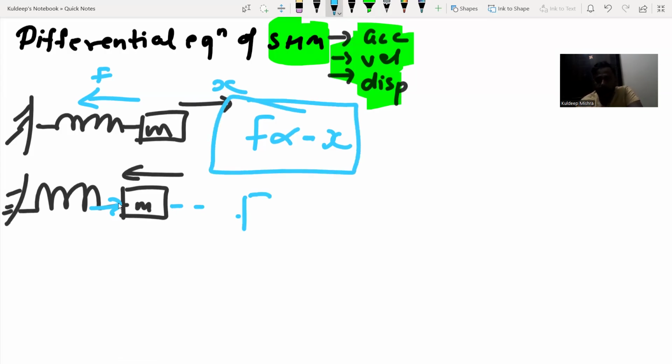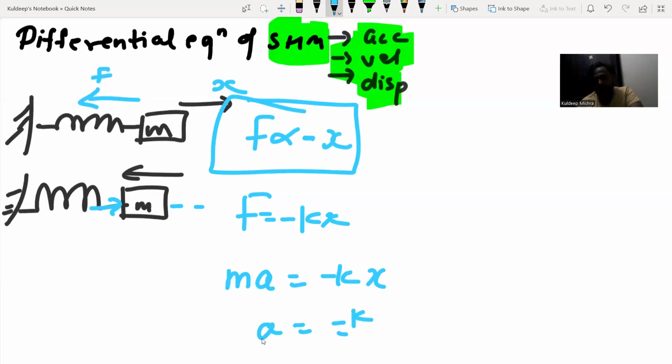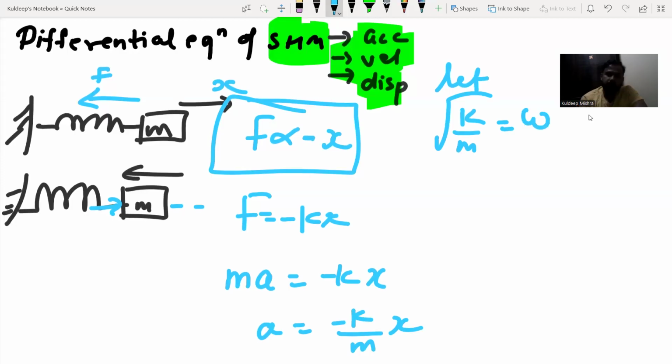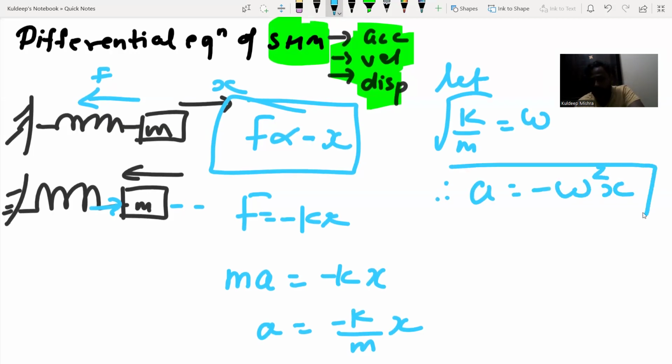So we will introduce a constant of proportionality. F is equal to minus kx. Now we know that force is mass times acceleration. So mass times acceleration is minus kx, so acceleration is minus k over m times x. Now root k over m will be written as omega. This is another derivation that we'll do some other day. So right now acceleration is just minus omega square x. We will remember this formula because we already got the acceleration. We haven't got the differential equation yet.